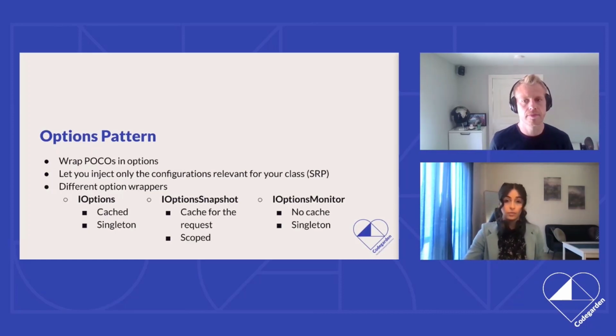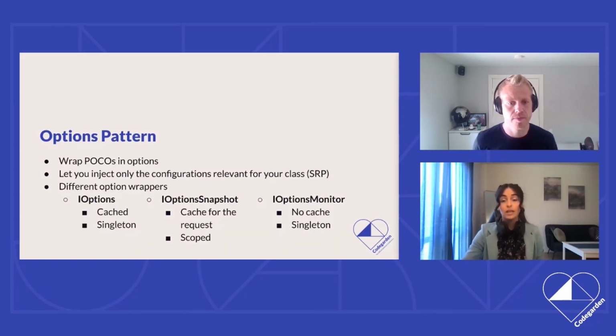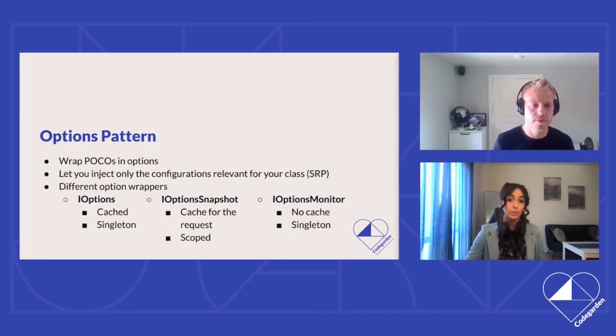With IOptions, the value will be cached, and because the IOptions interface is registered in the container as a singleton, the first time you read it, it will be that value for the entire application lifetime. Because IOptionsSnapshot is registered as scoped, it will only be cached for the rest of the request. And finally, IOptionsMonitor is registered as a singleton, but it evaluates the value on each call.